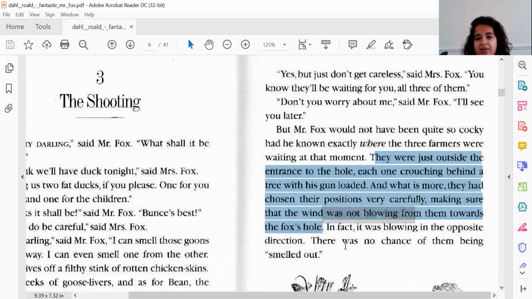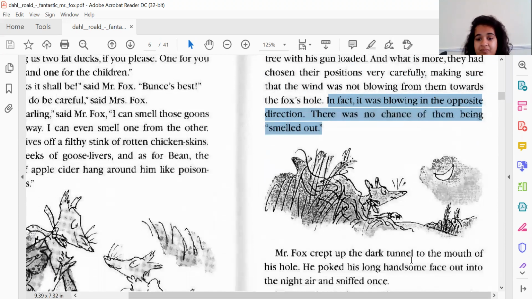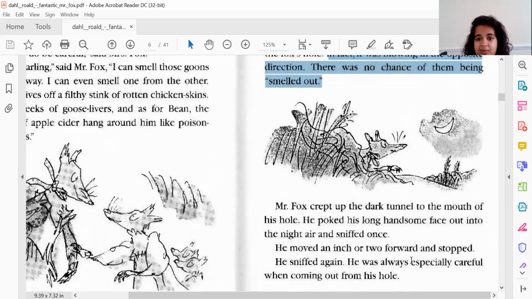Remember, yesterday we read through, and Mr. Fox's key to his success was he would stand where the wind was blowing in his face. And when the wind is blowing in your face, you can smell things that the wind's blowing towards you. But this time, the farmers were standing where the wind was not blowing from them towards the fox. In fact, it was blowing in the opposite direction. There was no chance of them being smelled out. Okay? So they were standing away from the wind.